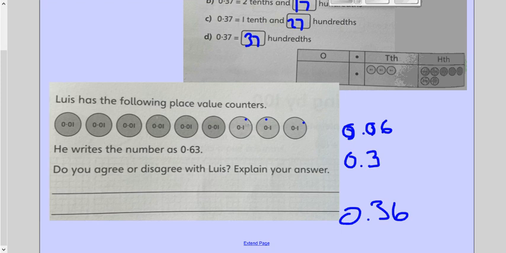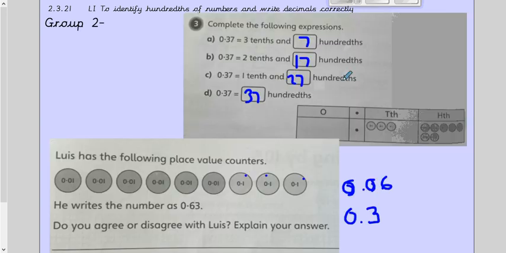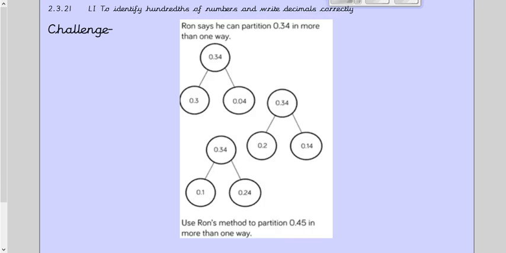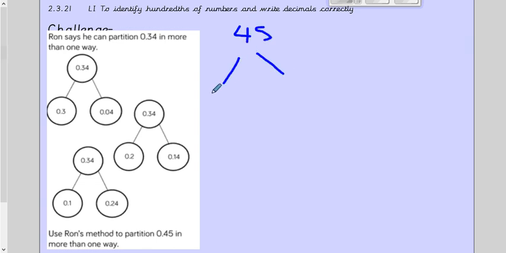Finally, the challenge. Ron says he can partition 0.34 in more than one way. 0.34 can be partitioned into these 3 different ways. Use Ron's method to partition 0.45 in more than one way. So this is using a similar thing to what you've done here, where you exchanged a tenth for 10/100. So for 45, you could have, and I can't go through all of them because it would take too long, but I'll give you some examples. 45, you obviously could have 0.4 and 0.05.